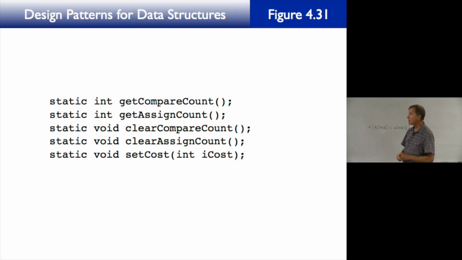In figure 4.31, we also have these methods: get compare count, get assign count, clear compare count, clear assign count, and set cost. These can all be used by the main program. But now what do we have in front? We have static, right? So these are static member functions. The way we access these is not through an object, we access them through the class, because these are class methods.